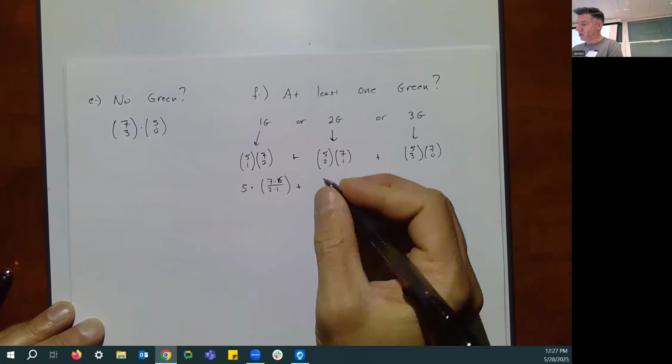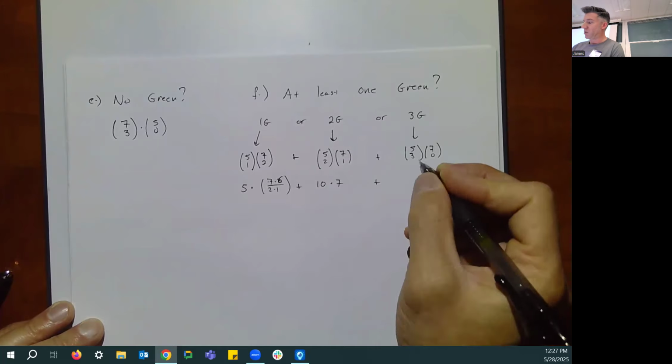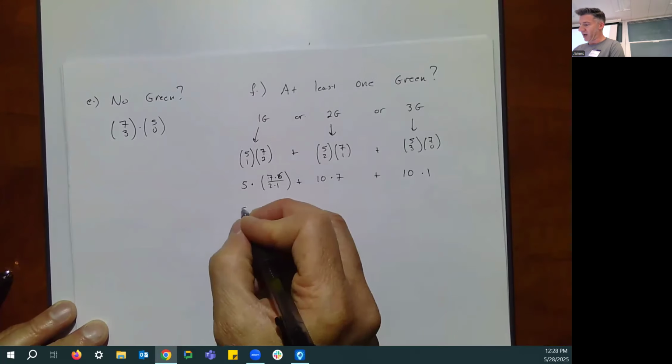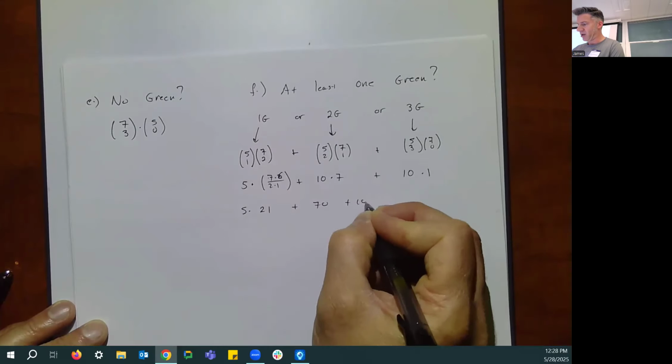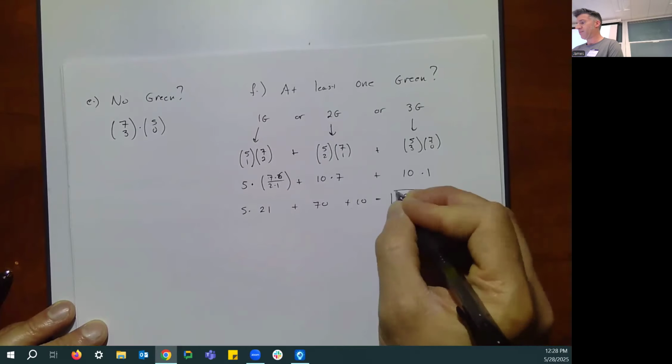Same deal here. 5 choose 2 is 10. 7 choose 1 is 7. 5 choose 3 is also 10. 7 choose 0 is 1. So you end up getting 5 times 21 plus 70 plus 10. That's 105 plus 80, so 185.